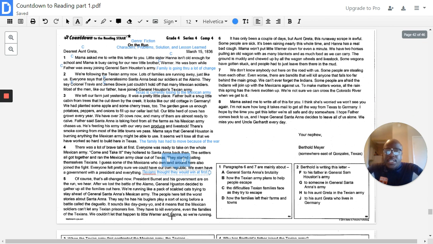Of course, that's all changed now. President Burnet and his government are on the run, we hear. After we lost the Battle of the Alamo, General Houston decided to gather up all the families out here. We're running like a pack of scalded cats, trying to stay ahead of General Santa Anna's Mexican army. The people here tell the worst stories about Santa Anna. They say he has his buglers play a sort of song before a battle called a Degüello. Sorry, it sounds like Degüello, and it means that the Mexican soldiers can't let any Texan prisoners live. They have to kill everyone, even the families of the Texians. We couldn't let that happen to little Werner and Hannah, so we're running.